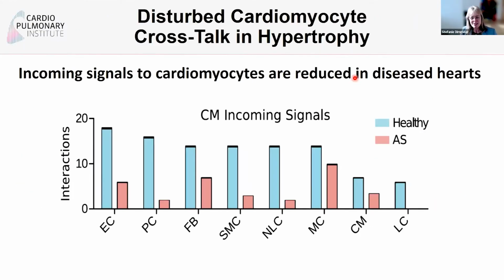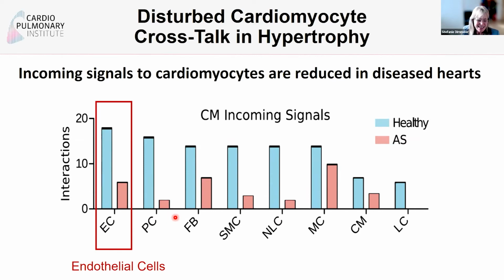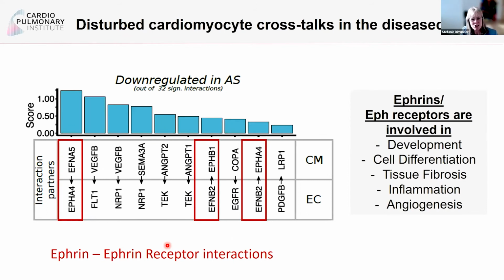When we sneaked into this data and looked in the number of cardiomyocyte incoming signals between the healthy heart and these diseased aortic stenosis hearts, you can appreciate that the signals were always higher in the healthy hearts compared to the diseased hearts. This was particularly true for endothelial cells, but also many of the other cells showed a reduction in incoming signals. Because of our interest in endothelial cells, we were a bit biased, I have to say, to begin with, and we studied in depth the communication pathways between endothelial cells and cardiomyocytes as a first step to gain insights here.